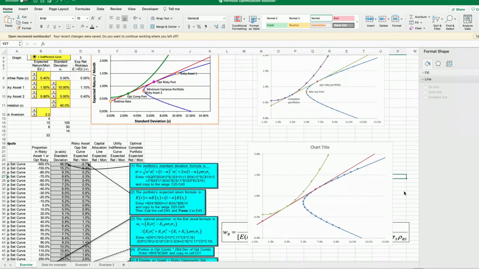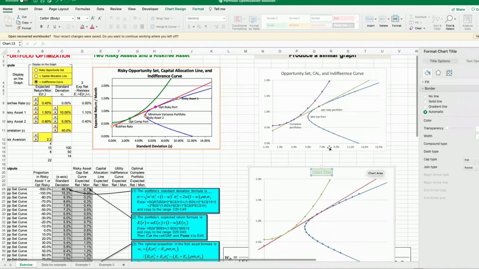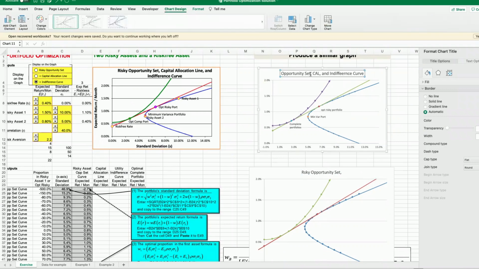Okay, so the graph here is still not that informative. It needs to have a new chart title. Okay, instead of typing it, let me just copy it.